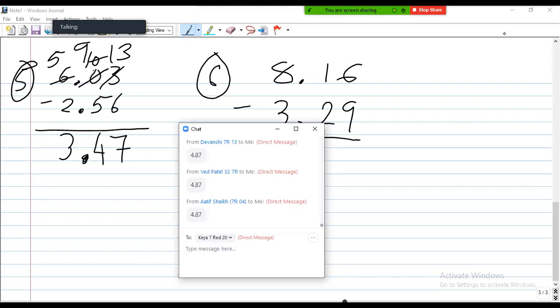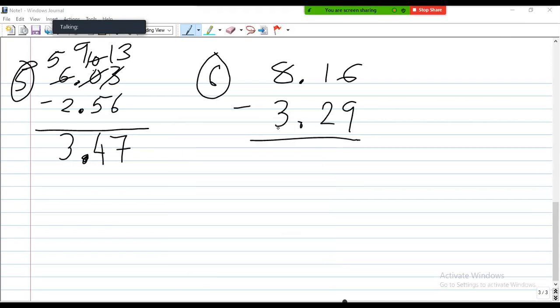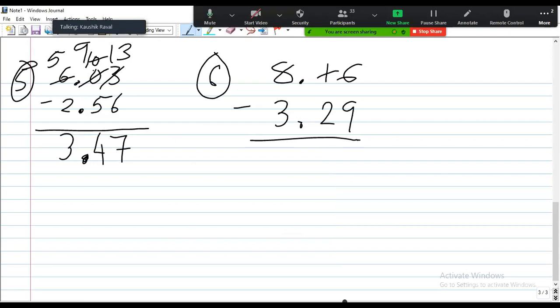Good. Devanshi, Ved, Atif, very good. Let's start it. First of all, we will have to borrow for 6. So here it becomes 0 and here it becomes 16. 16 minus 9 is 7. 7 here, and this becomes 10. 10 minus 2 is 8. 7 minus 3 is 4. Okay, right, everyone? Yes, very good.